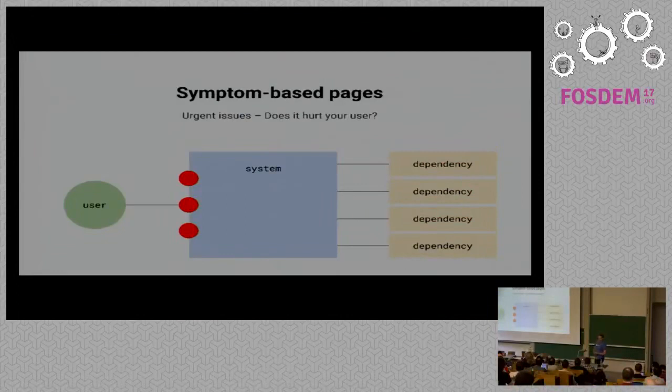And essentially, that's something Brian talked about this morning already. You want to have symptom-based pages. So anything that actually wakes someone up should be an urgent issue affecting your user, and it's also actionable. This means if you have a system that you want to define alerting for, you look at the boundary between the system user and the system itself. The user can be an end user, like a customer, but it can also be an internal service that's requesting your service, or a database, etc.